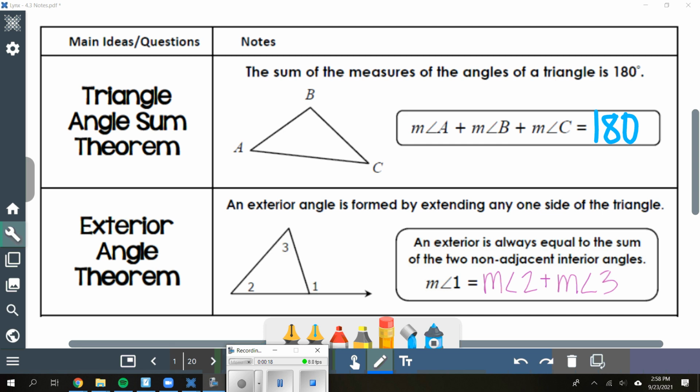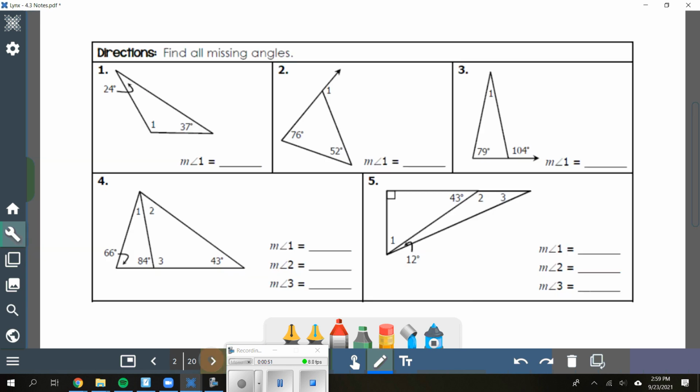Your next one is your exterior angle theorem. Well, first, an exterior angle is formed by extending any one side of a triangle, so that would be angle 1 here. Your exterior angle is always going to be equal to the sum of the two non-adjacent interior angles. So those would be angles 2 and 3. They're inside the triangle and they're non-adjacent, they're not touching angle 1. I wouldn't be allowed to use what's in red. That would be adjacent to angle 1. So I just take angle 2 plus angle 3 to give me angle 1.